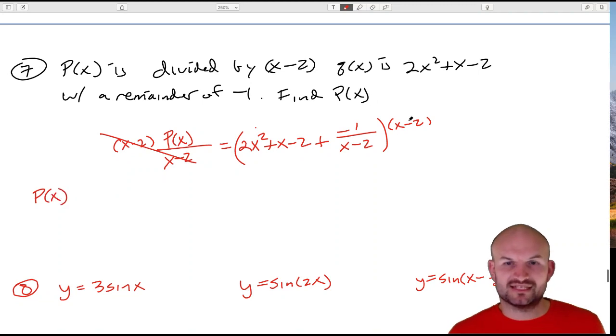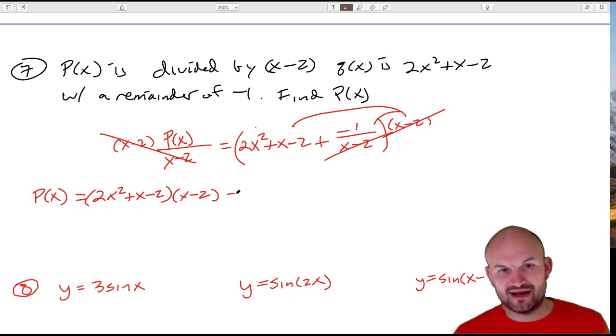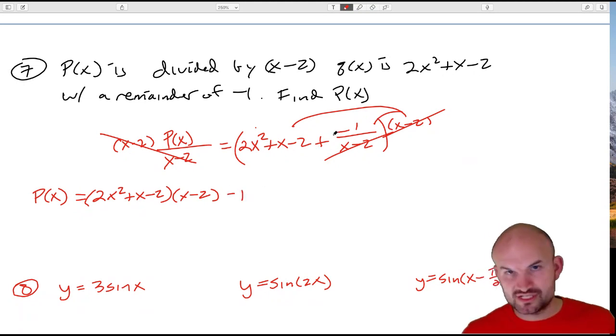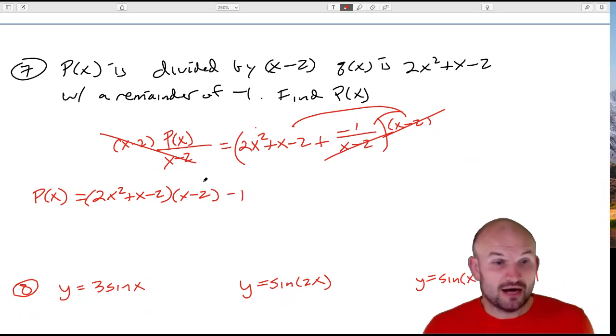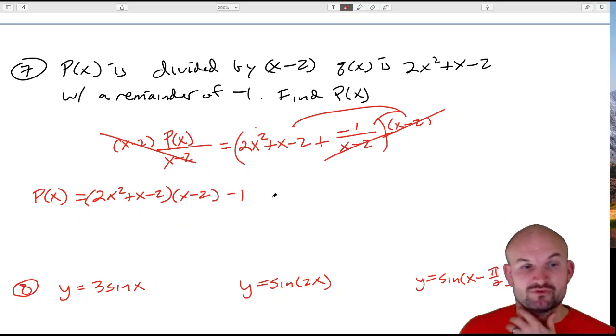So now P of x is going to be here, and then here, they're going to divide out, right? So therefore, all I'm really looking for now is 2x squared plus x minus 2 times x minus 2, and then plus a -1, or just -1. So now, all you have to do is multiply a trinomial times a binomial and then subtract 1.